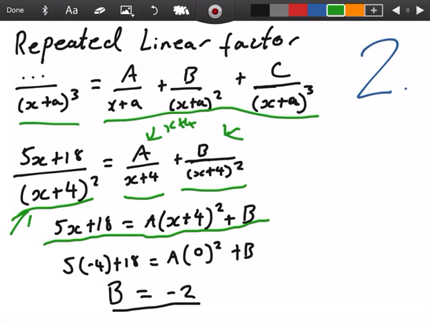Now we can use another knockout value, which is negative 4, right here. Those are our little dodgy arrows. So we use negative 4, we replace the x in here with negative 4, we rearrange all of this to get B equals negative 2.